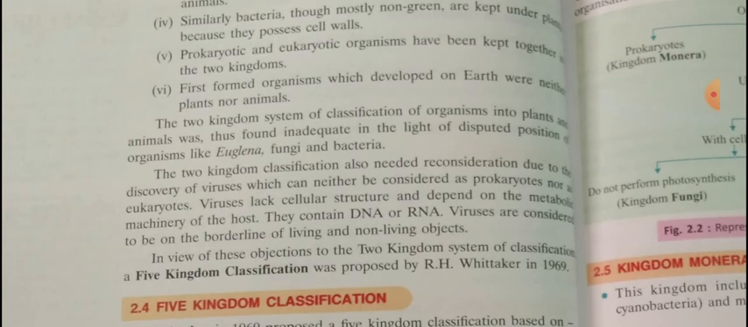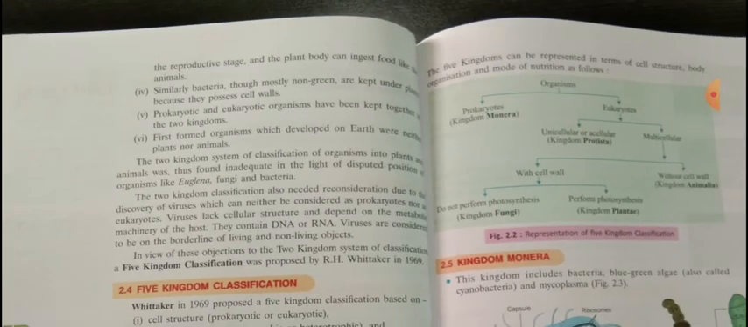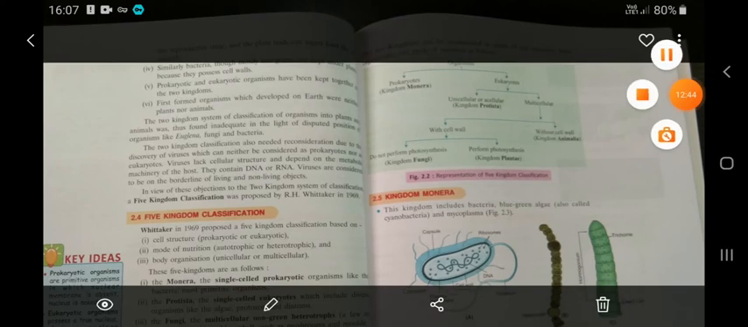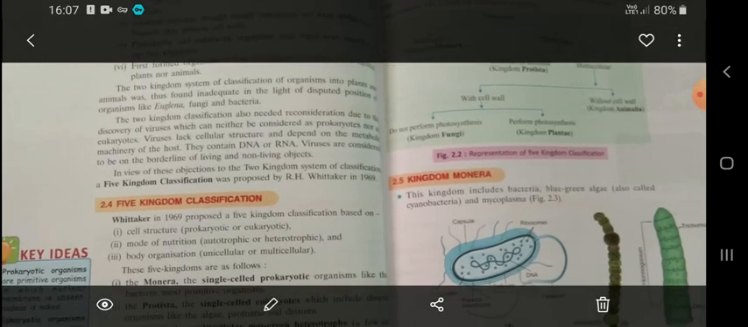In view of these objections, now there were so many objections when we categorize them into two groups. Now, in the view of these objections, the two kingdom system of classification was changed into a five kingdom classification, which was proposed by R.H. Whittaker in 1969. It is very important to know who is the father of taxonomy. R.H. Whittaker. Okay, underline it.